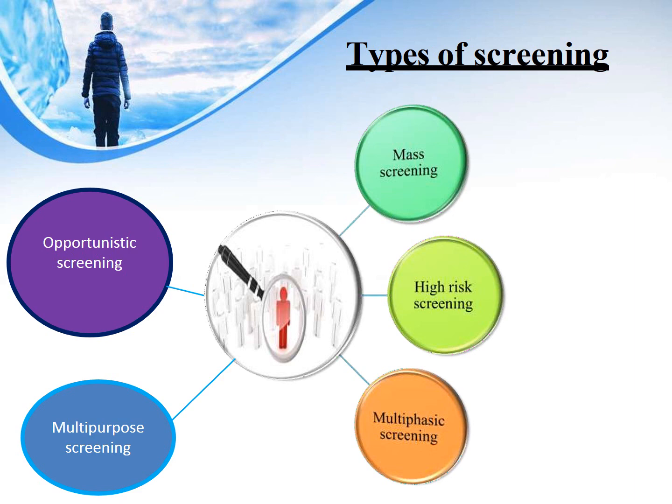Number three is multipurpose screening. This is screening of a group of the population by application of two or more tests at one time to detect more number of diseases. For example, screening of pregnant women with blood for hemoglobin, VDRL, ELISA for HIV, surface antigen for HBV, and for blood grouping and Rh typing.